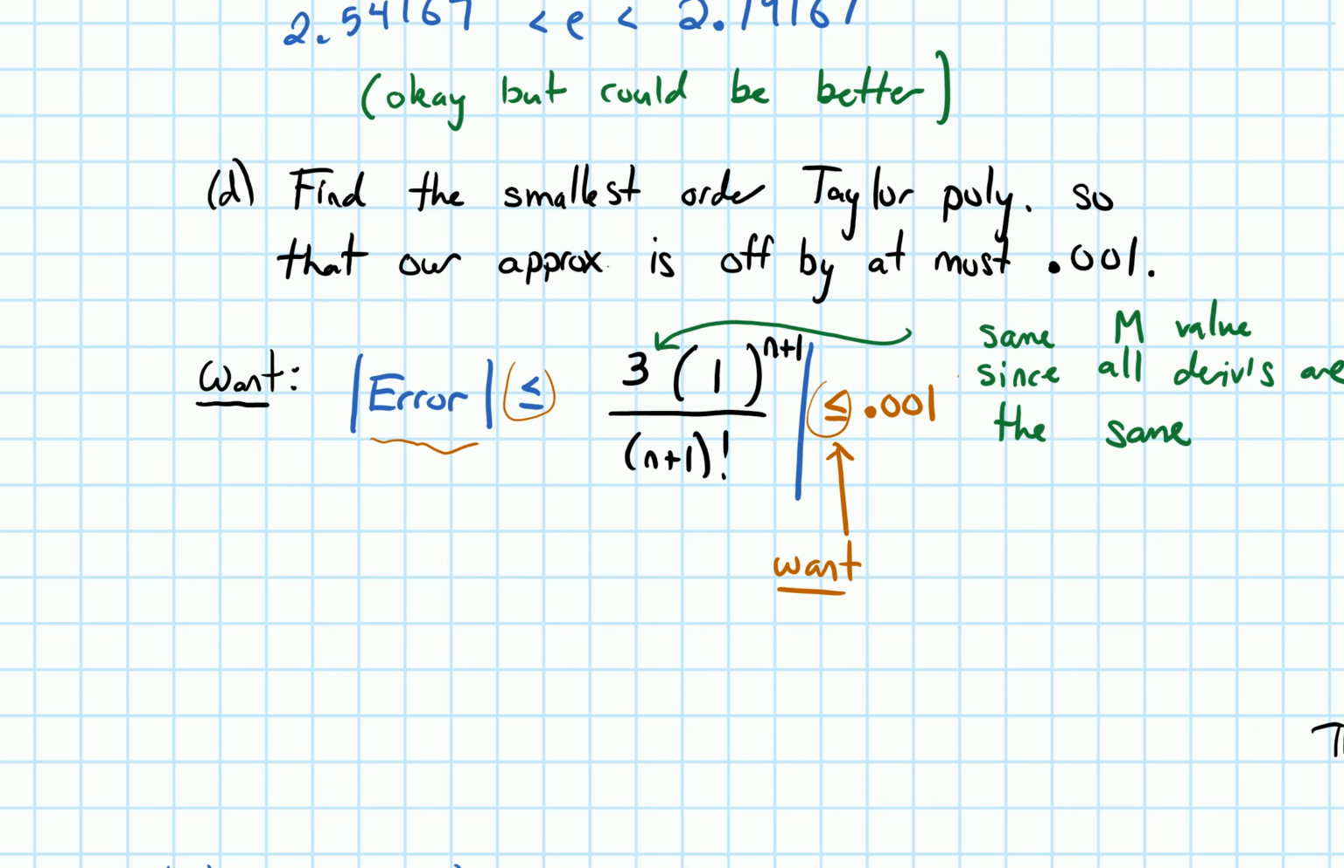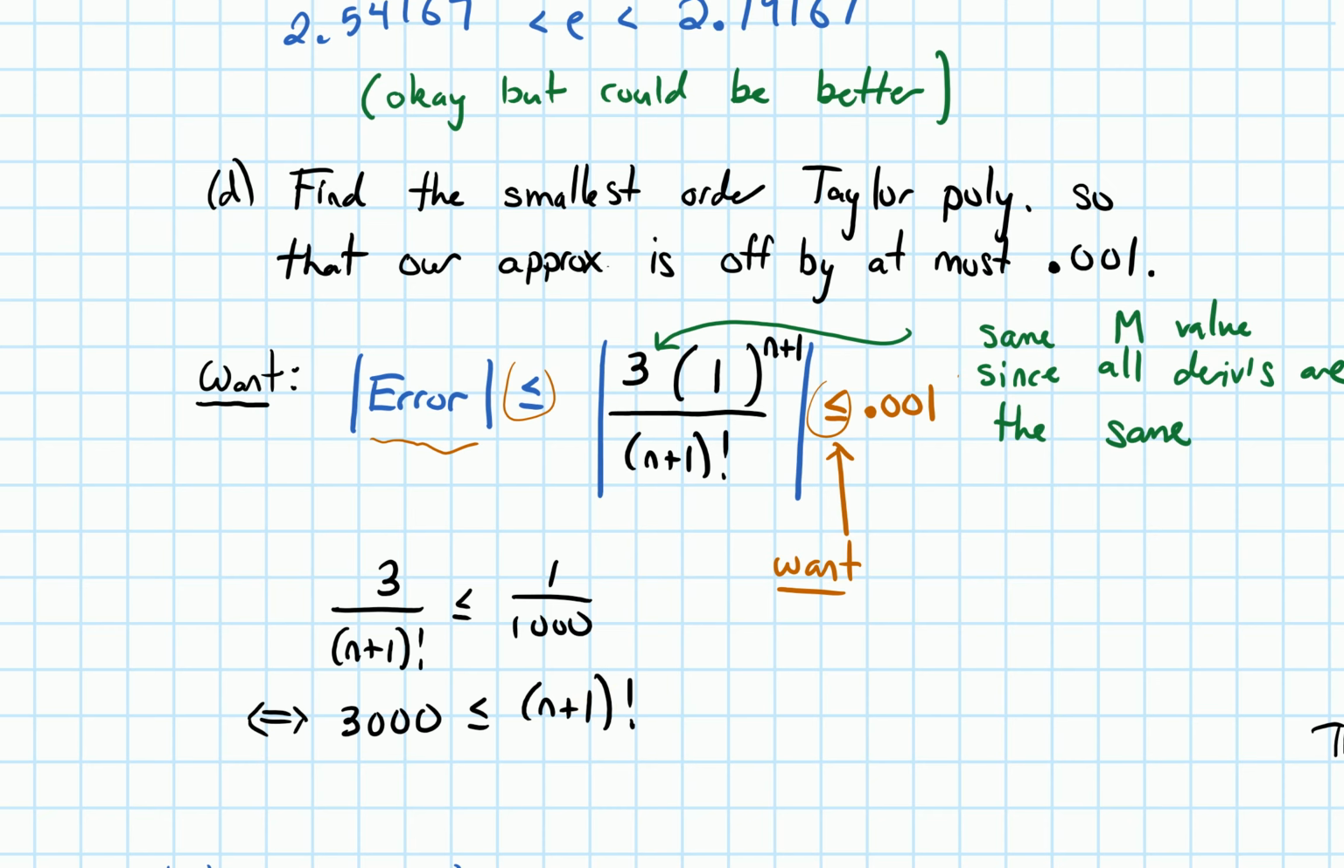Okay, so now let's simplify this. I think I erased one of my absolute value symbols. Actually, no. I don't need absolute values because everything here is positive. I end up with 3 in the numerator, because 1 to a power is just 1. N plus 1 factorial in the denominator is less than or equal to 0.001, which is 1 over 1,000. And if we rearrange this a little bit, this is equivalent to saying that 3,000 is less than or equal to n plus 1 factorial.